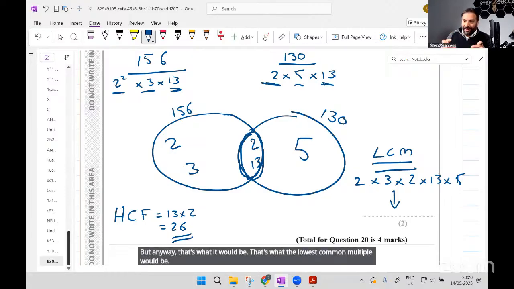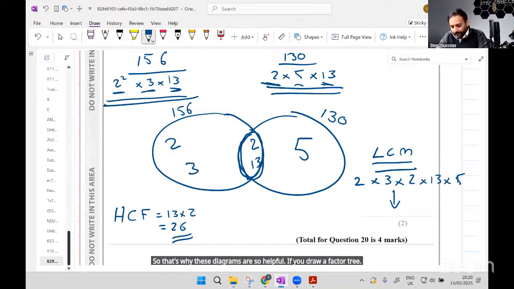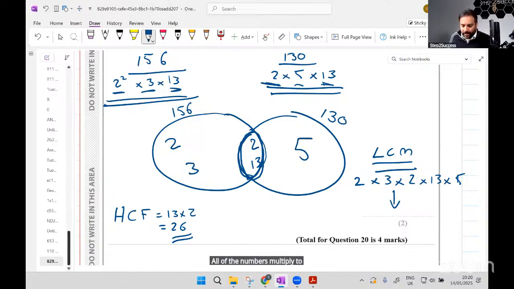So that's why these diagrams are so helpful. If you draw a factor tree for the two numbers, and draw your Venn diagram correctly, that is important, then the numbers in the middle multiply together to give the highest common factor, and all of the numbers multiply to give the lowest common multiple.